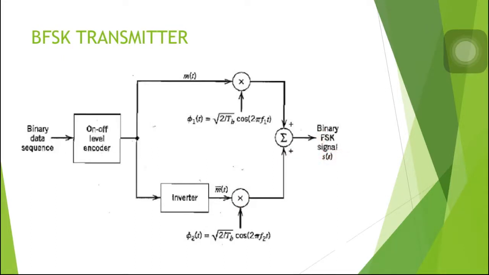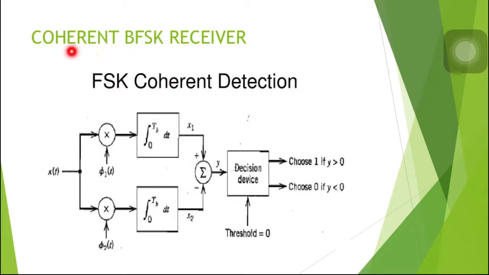So where does it go? We have to get a receiver, right? So this is the coherent BFSK receiver, where the signal is received. The signals are received here and integrated from 0 to Tb, giving X1 and X2, which are the same as our R1 and R2. What is R? It is the projection on phi 1 and phi 2, right? We have studied that earlier. So this is the decision device.